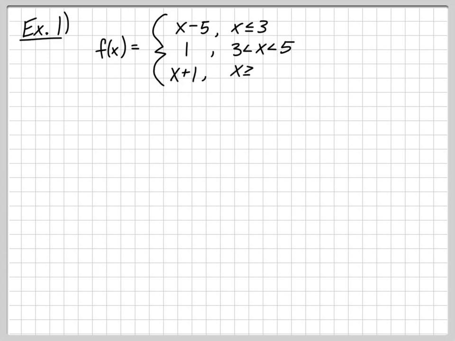Okay, so example 1. I'm going to give you a piecewise function. In fact, it's got 3 pieces. So x minus 5 for when x is less than or equal to 3. 1 for x between 3 and 5. And then x plus 1 for x greater than or equal to 5.